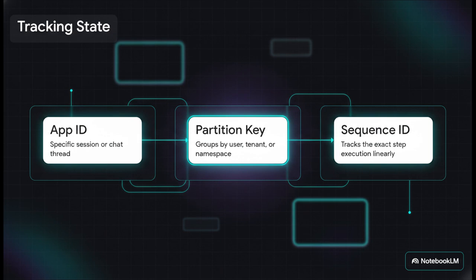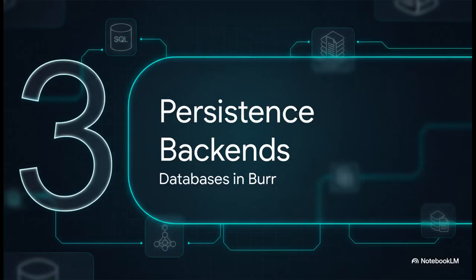Next is the partition key. This logically groups those sessions together, usually by user, tenant, or namespace, which is absolutely critical for multi-tenant enterprise setups. And third, the sequence ID. This tracks the exact step execution linearly. Every single transition through your state machine increments this ID, so we always know exactly where the agent is in its journey.